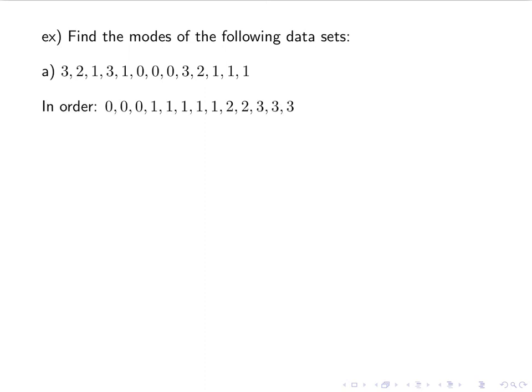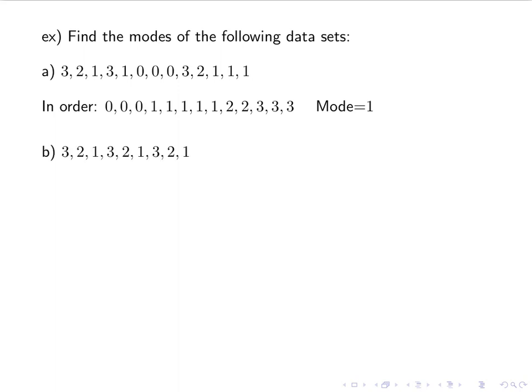So we're going to do some examples of data sets and finding the mode. So our first example, we have all these numbers. The thing that you're going to want to do here is put them in numerical order, just like if I asked you to find the median. So I have 0, 0, 0, 1, 1, 1, 1, 1, 2, 2, 3, 3, 3. And if you put them in order, then you'll see right away which one do I have more of. And hopefully we can see that we've got more 1s than anything else. So the mode in this case is 1.